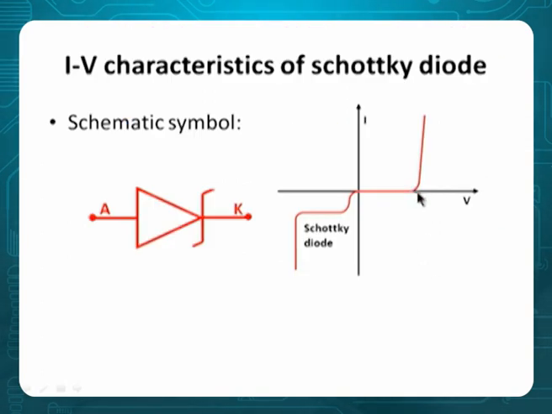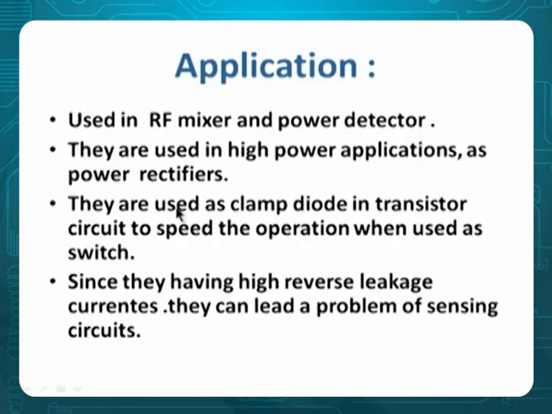And our Schottky diode characteristics are here. The symbol is S. Instead of Z, we have to put the symbol S, so let us not confuse Z and S. S is for Schottky diode. Applications: used in RF mixers and power detectors. They are used in high power applications such as power rectifiers.